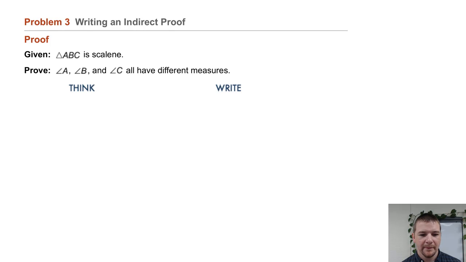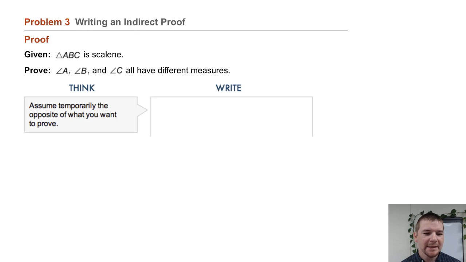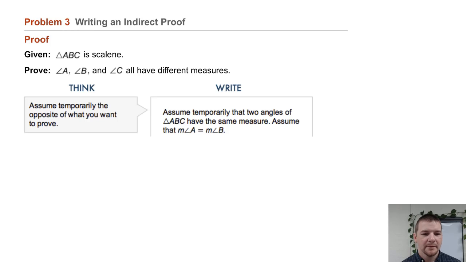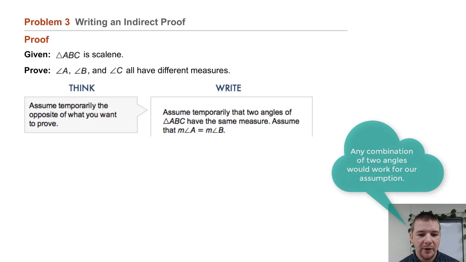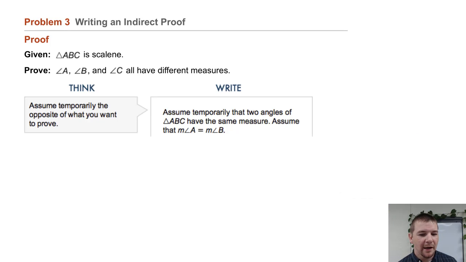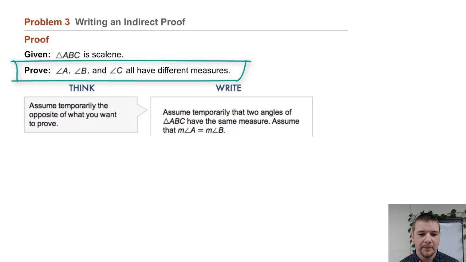the right-hand side. So remember, we begin in step 1 by assuming temporarily the opposite of what you want to prove. So we're assuming temporarily that two angles of triangle ABC have the same measure. We'll assume that the measure of angle A equals the measure of angle B. Notice how this is the negation of what we're trying to prove. This will include all possibilities except the one we're trying to prove.